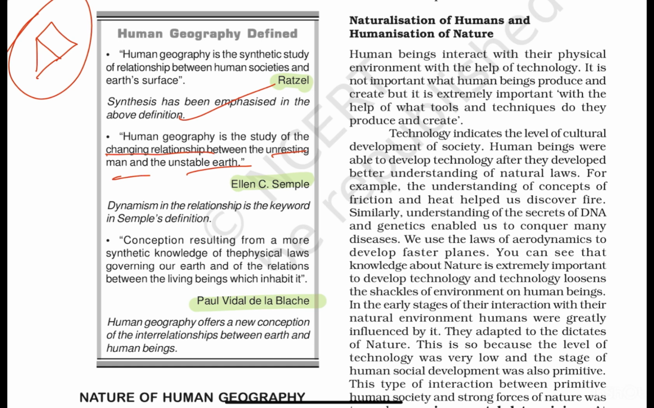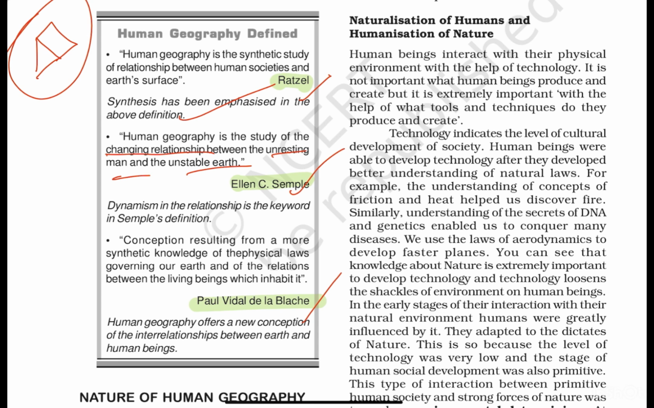So knowing how rivers shape land, which is the natural law, and how humans use rivers for agriculture and transport, which is a relationship. So here the key idea is synthesis as well as a deeper understanding of nature and life. Human geography gives us a fresh and deeper way to understand how humans and the earth are connected, not just in one way but through many forms of interaction. So we have studied about three people here who have given their own definition: Ratzel, Ellen C. Semple, and Paul Vidal de la Blache.